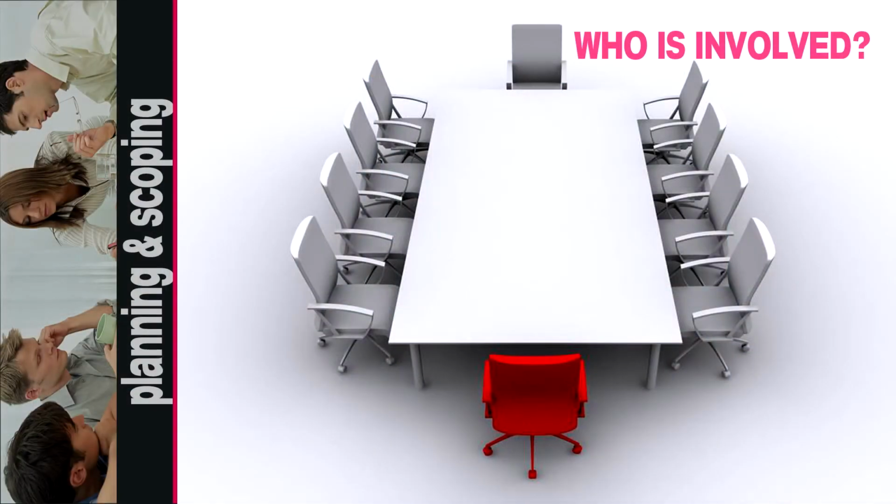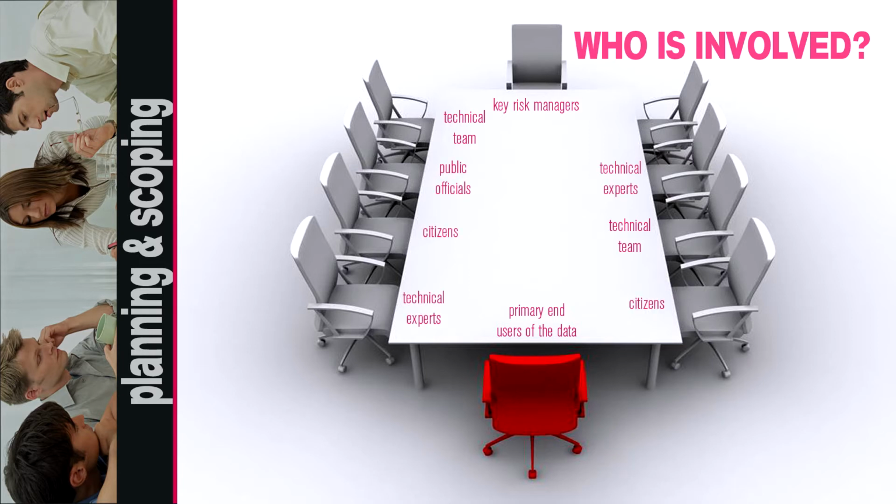So exactly who do you think participates in planning and scoping? The answer to that question varies from study to study. The group can have a narrow focus or a wide focus, but in all cases, the planning and scoping team must include the primary end users of the data, the key risk managers, and the technical team that is going to perform the analysis. Additional participants can include public officials, citizens, other technical experts, industry representatives, and so on.